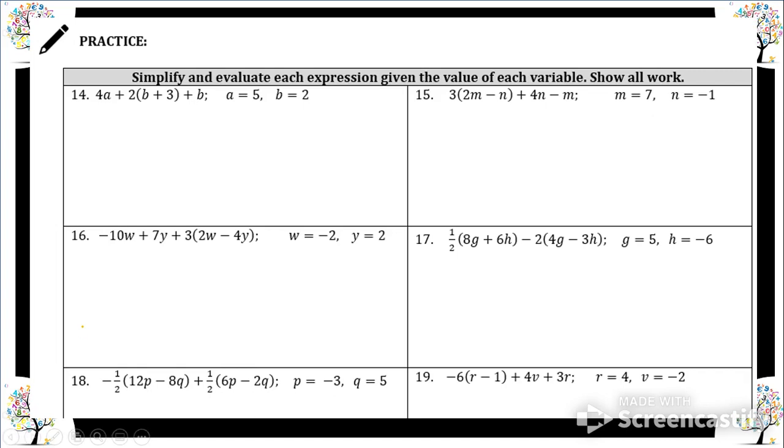Okay, so pause the video, practice these problems, and this is the last of this lesson, but make sure you simplify the expression before evaluating.